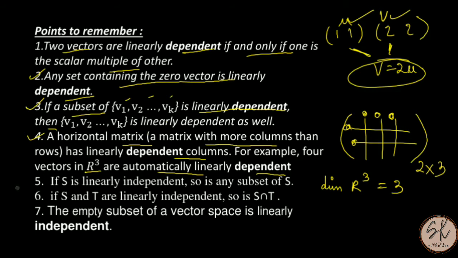The next point is if S is linearly independent, so is any subset of S. Then the next point is if S and T are linearly independent, so is S intersection T. Next, the empty subset of a vector space is linearly independent because it has no members. So therefore it is linearly independent.